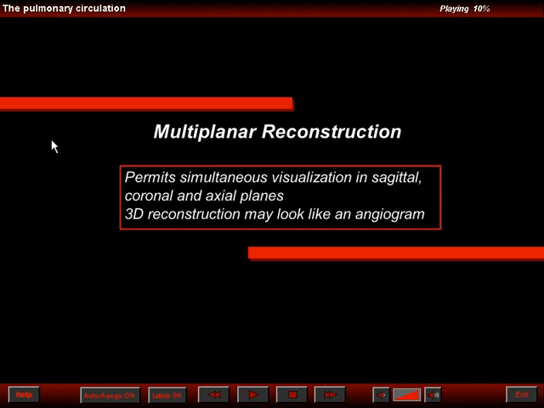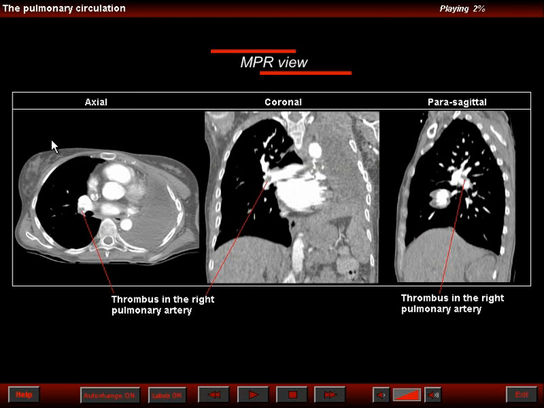Elegant multiplanar reconstruction of the pulmonary vasculature permits simultaneous visualization in the sagittal, coronal, and axial planes. The 3D reconstruction may look like an angiogram. Note thrombus in the right pulmonary artery in a patient who had a left pneumonectomy. Observe the filling defect in the axial, coronal, and sagittal planes.